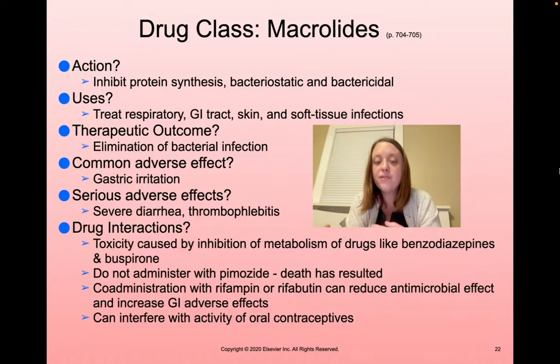Co-administration of macrolides with rifampin or rifabutin can reduce the antimicrobial effect and increase GI adverse effects. So don't use them together. It will increase all the wrong things and decrease all the things you don't want to happen. And also, these drugs can interfere with the activity of oral contraceptives. So other contraceptive methods should be used in addition to the oral contraceptives while taking these medications.